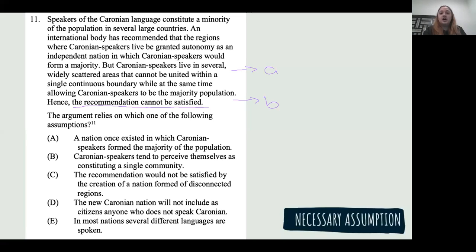But now we have the conclusion that the recommendation, what recommendation? That they grant autonomy to the Curonian speakers. We know that that recommendation can't be satisfied. Why? Malika, can you break down or summarize the stimulus for us? So basically, these people all speak the same language and we want to see if they can all constitute one country. But the issue is that they can't form a single body of land that isn't broken up by other speakers. So they're saying that because of that, we can't have them be a single country.